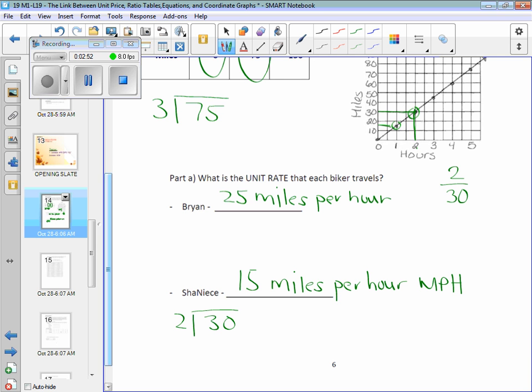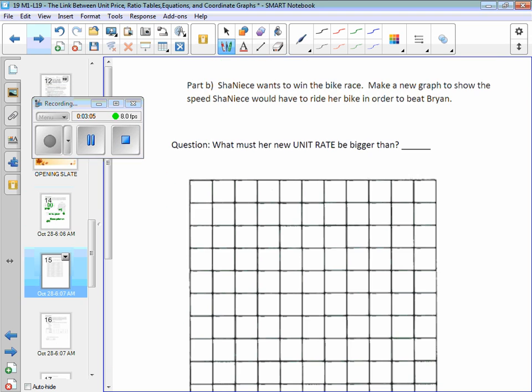So if they were to have a race, who would win? Who's going faster? Brian would. So that leads us to the next question. Okay, what if Shanice wants to win the bike race? She's already going 15 miles an hour, and Brian's going 25. So she needs to go faster than how many miles per hour?